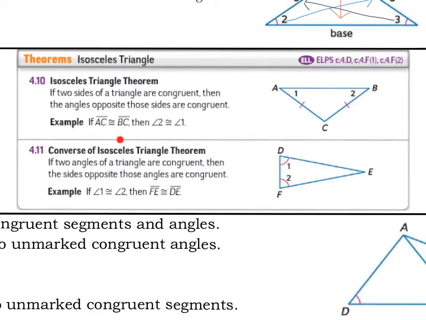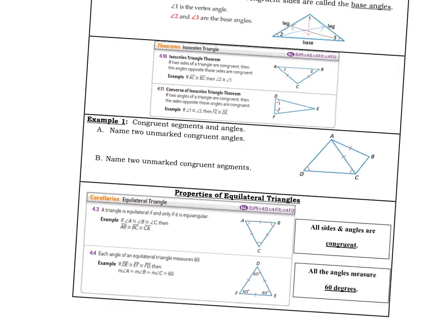These are some theorems that were in the book. They pretty much just say what I just told you, that if two sides of a triangle are congruent, then the angles opposite of those sides are congruent. So base angle 1 and base angle 2 are congruent to one another because they are opposite of sides AC and AB, which are congruent sides. And then this is the converse of that. If two angles of a triangle are congruent, then the sides opposite of those angles are congruent. So the side opposite of angle D would be FE. That's going to be congruent to ED or DE because that's opposite of angle 2, which is marked as congruent to angle 1. So yeah.